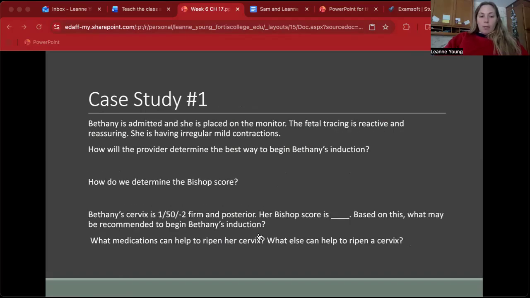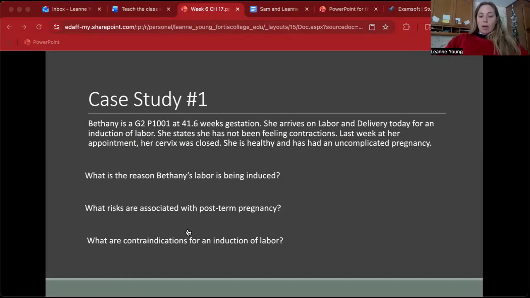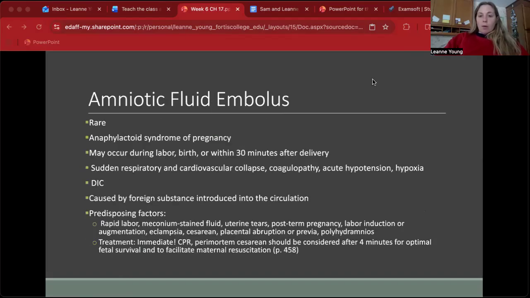So I think what we're going to do is go over case studies in class because I think we'll talk about these more thoroughly together so that we have time to discuss them. So whenever you come to class for week 6, definitely make sure you have this PowerPoint pulled up because we'll start class by discussing these case studies that are at the end of this PowerPoint.